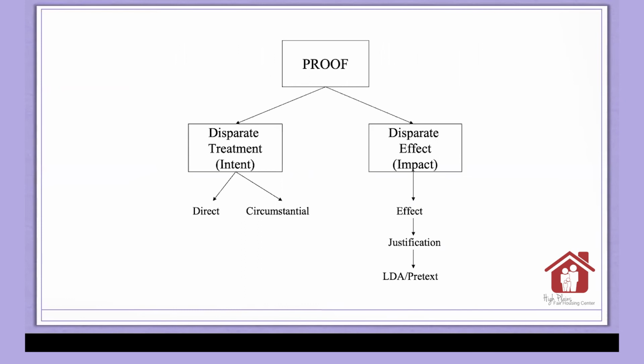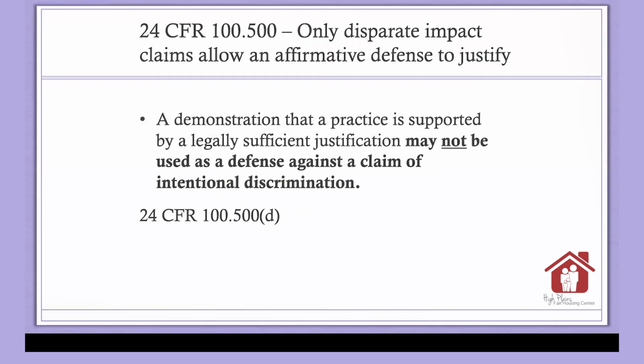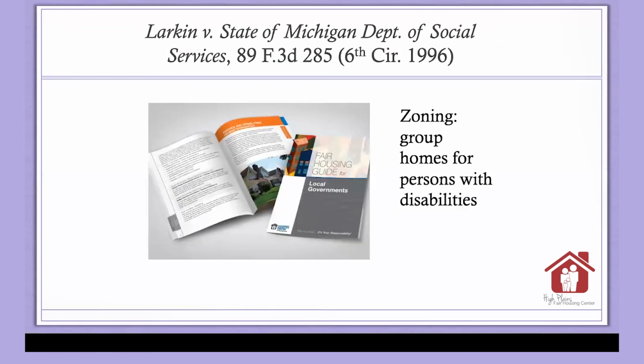employment discrimination world. Disparate effect or disparate impact, there's an opportunity to justify what has happened as a result of the neutral policy. So a demonstration that a practice is supported by a legally sufficient justification is allowed for disparate impact only. It's not an affirmative defense against a claim of intentional discrimination. There is no valid justification for intentional discrimination in housing based on protected class status. And that's a really important point.